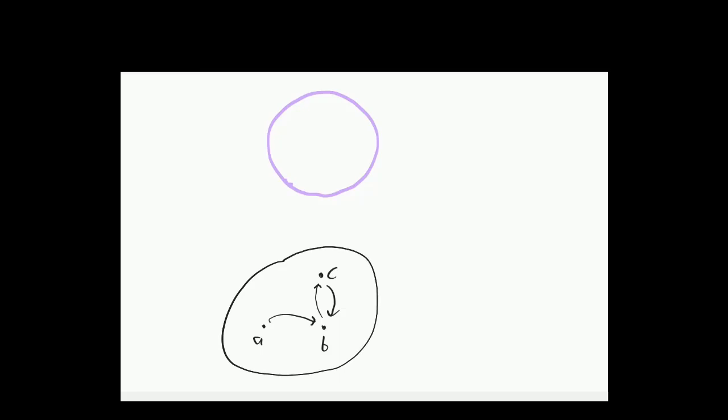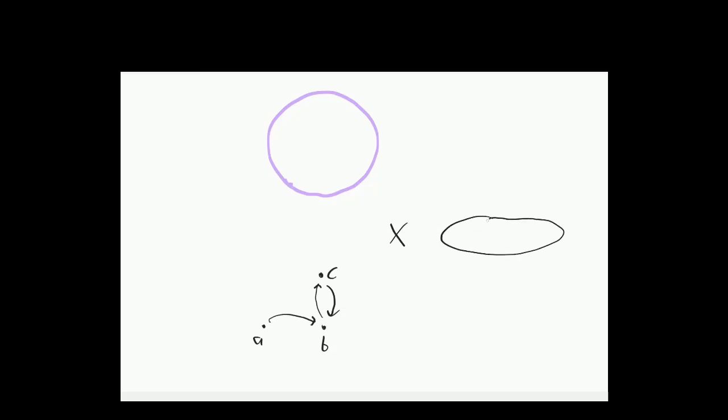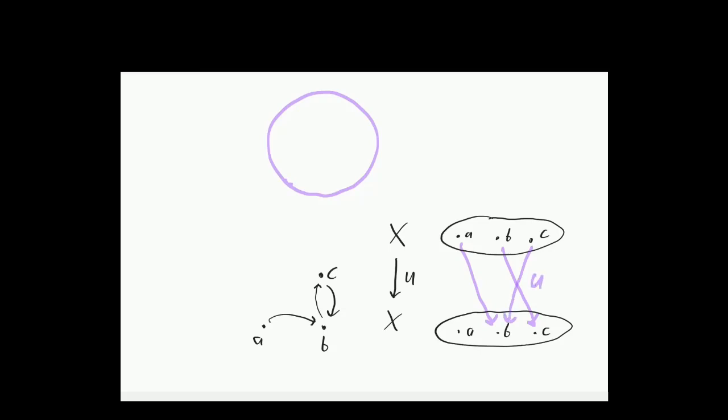So our dynamical system consists of a set X, in this case A, B, and C, together with a function from X to itself, which we could call U. And in this case, this is the function which sends A to B, B to C, and C to B. That would be U. So, generally, a dynamical system you could think of as being what you might call an endofunction, a function from a set to itself.